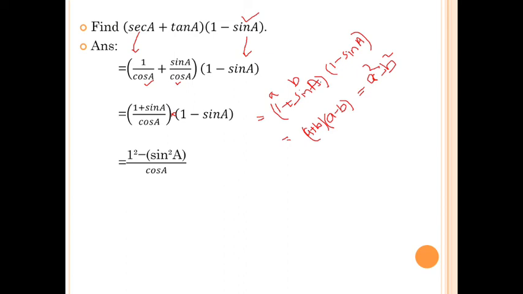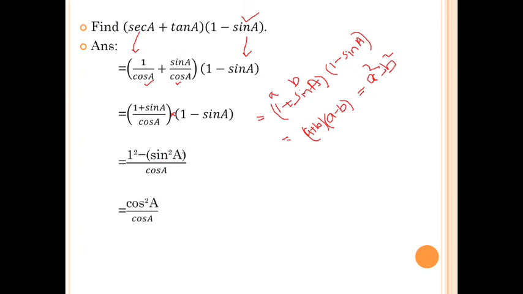So 1 square minus sin square A, divided by cos A. What is 1 square minus sin square A? We have studied the first identity, cos square A plus sin square A is equal to 1. Keeping cos square A there and taking sin square A to the right hand side, we get cos square A is equal to 1 square minus sin square A. So 1 square minus sin square A is equal to cos square A.